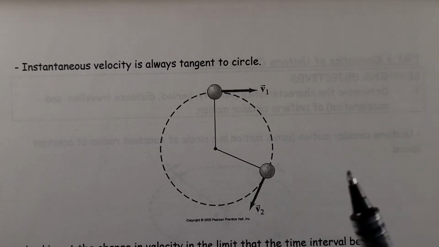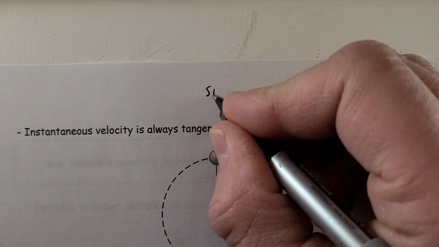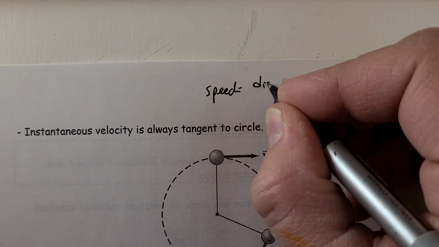So if we look at the next page, now we talked about speed, right? So speed is equal to distance over time.